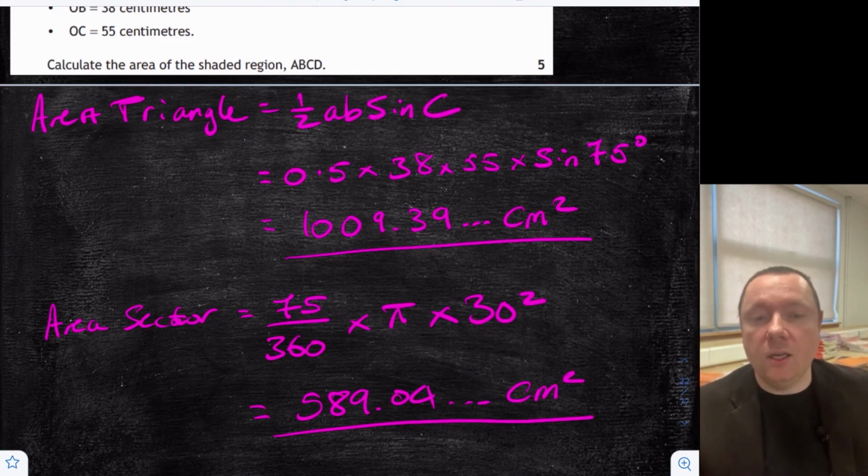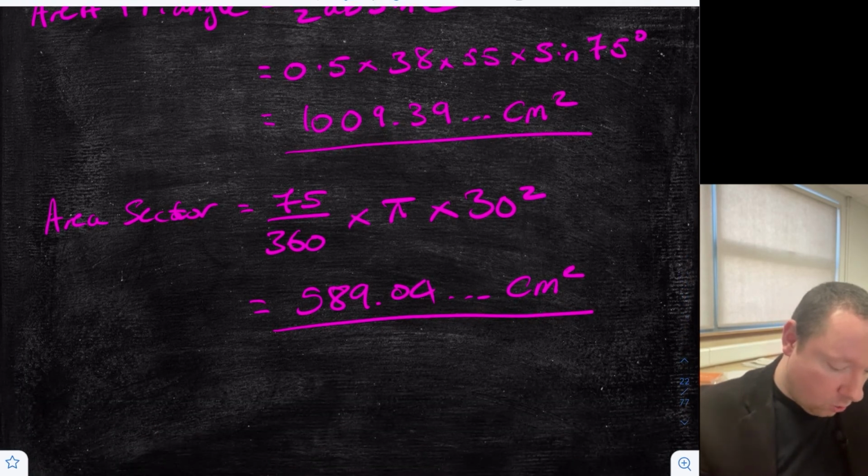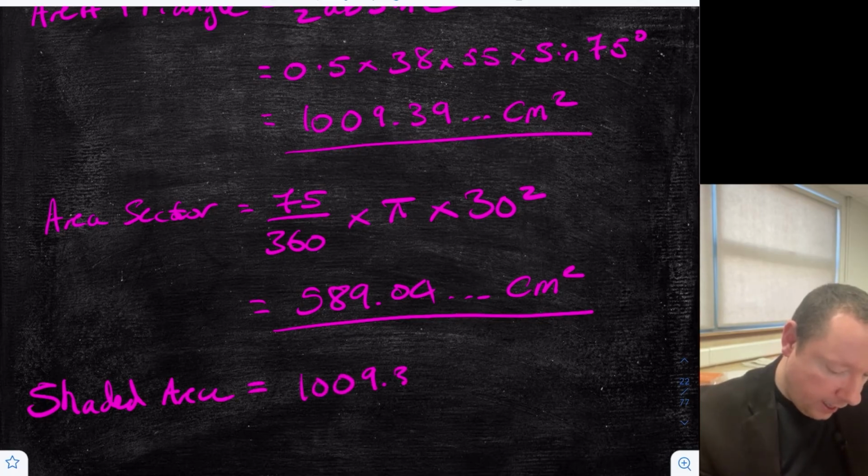There's 2 more marks. The next mark is for working out, you need to do the triangle minus the area and writing that down. So our shaded area is equal to our 1009.39 minus our 589.04.